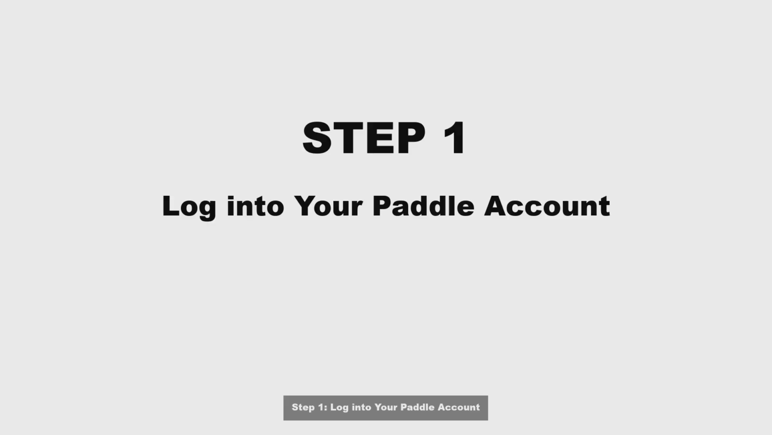Verifying your domain on Paddle is an essential process to ensure that your business is recognized and trusted. Follow these steps to complete the verification. Step 1. Log into your Paddle account. Access your Paddle account by entering your credentials on the Paddle login page. Make sure you have the necessary permissions to manage domain settings.